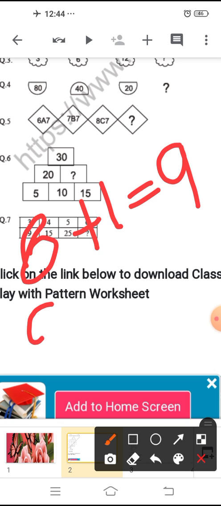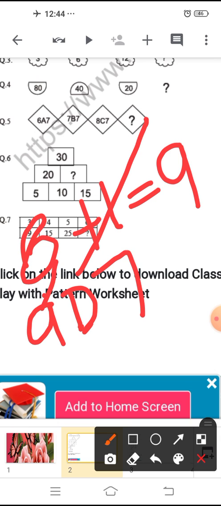Means your answer should be 9D7. Understood? 1 is added to the number, that is 9. Your alphabet should be in increasing form, that gives you D. And the last digit, that is 7, is the same in all. So your answer in this triangle should be 9D7.